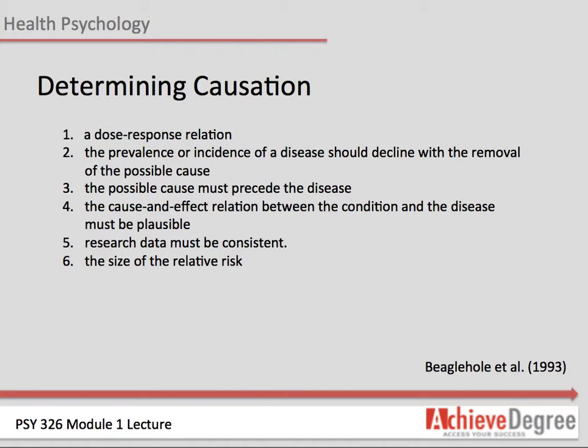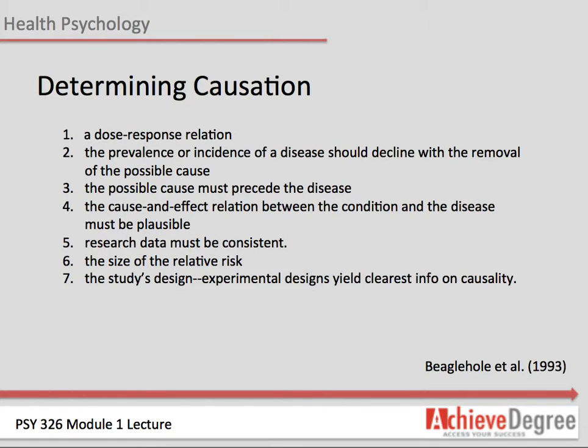The size of the relative risk, RR, the ratio of the incidence or prevalence of a disease in an exposed group to the incidence or prevalence of that disease in an unexposed group. The study's design. Experimental designs yield clearest info on causality.